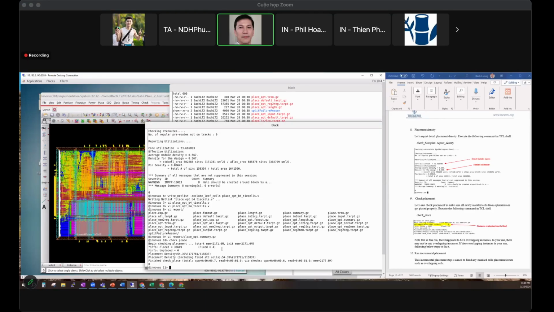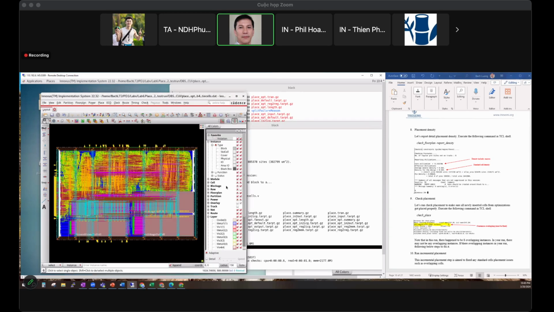Okay, so there are 35,600 cells in here, and 4 fixed. Fixed means the placement there is fixed, versus placed. When it's placed, it means that the tool can move it for optimization. Let me show you real quick.